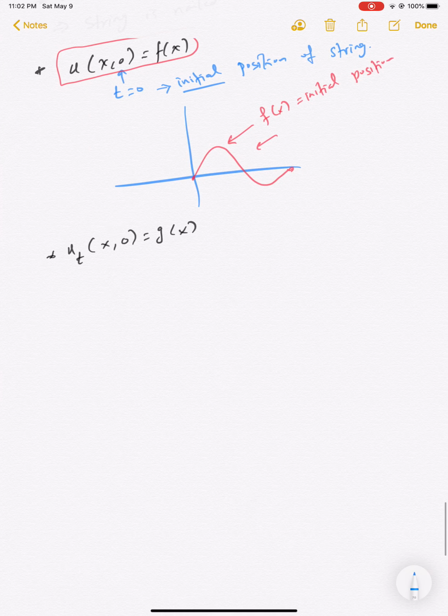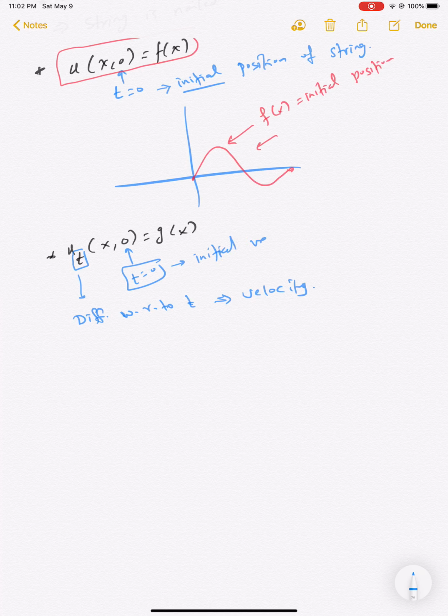So in this condition, you are differentiating with respect to t at time equals 0. But remember, when you differentiate with respect to t, this means the velocity, right? All the time, if you have a motion and you differentiate with respect to the time, that gives you the velocity. So this tells you, at time equals 0, basically the initial velocity of the string.